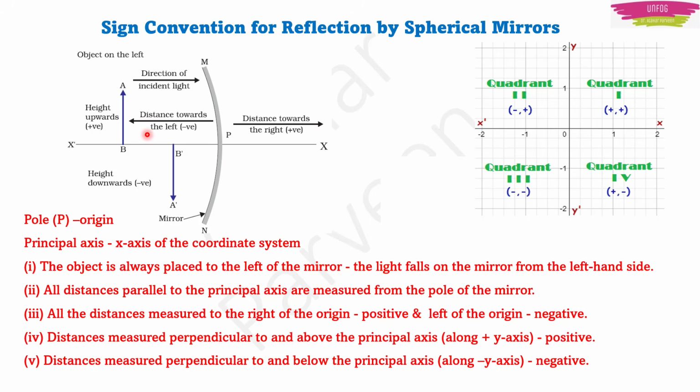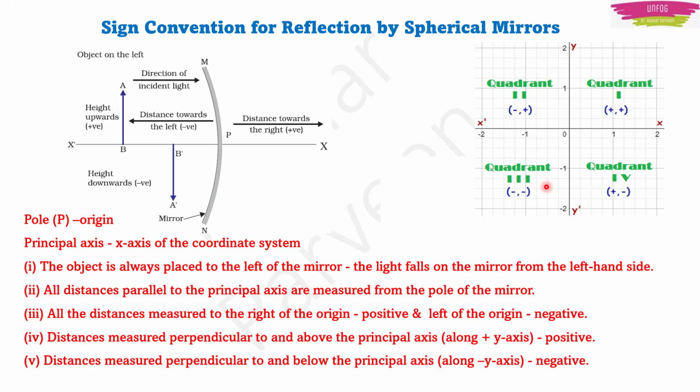Now, one more thing is that all the distances parallel to this principal axis will be measured from the pole, like you measure from the origin. If there is one line like this here, you measure it like this from the pole. Okay, now coming to the 4 fundas. All distances measured to the right of the origin, the x-axis, should be positive. To the left should be negative. If you draw this perpendicular, the y-axis, it should be positive above the origin and negative below the origin. That's all. So just remember these sign conventions.